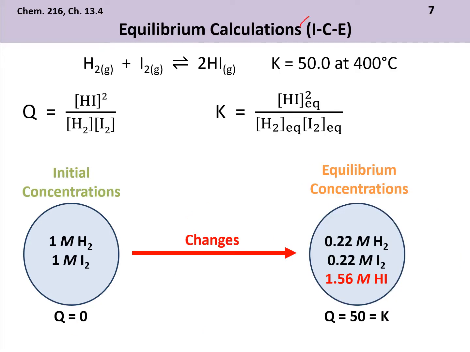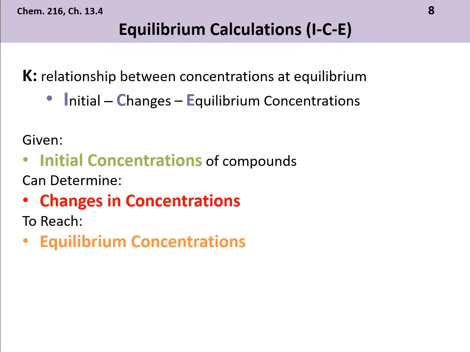What we're going to do is use the ICE method. The ICE method says I'm going to look at my initial concentrations, then I'm going to figure out the changes in those concentrations, and then finally I'm going to calculate the equilibrium concentrations, ICE. And this is going to allow me to figure out my equilibrium concentration. So typically what happens is we're given initial concentrations, we determine changes in concentration, and then finally we calculate equilibrium.